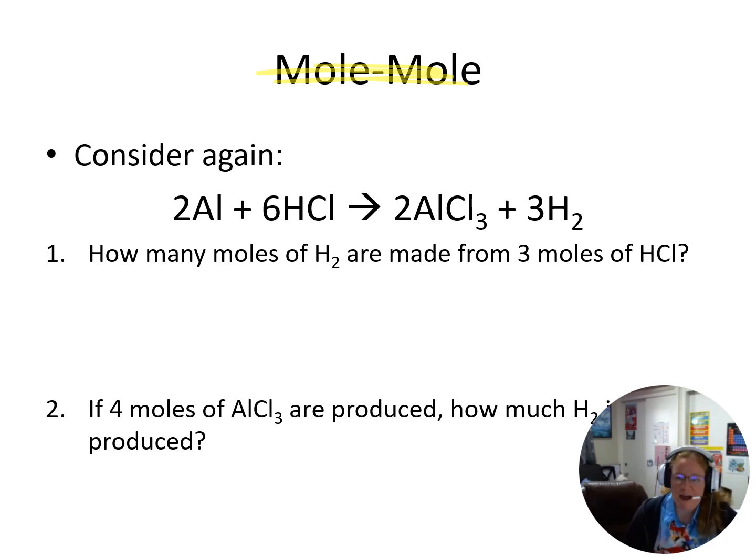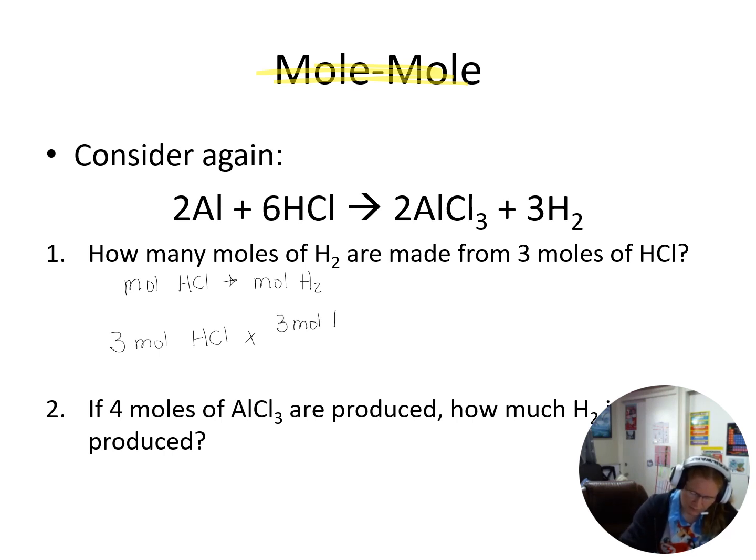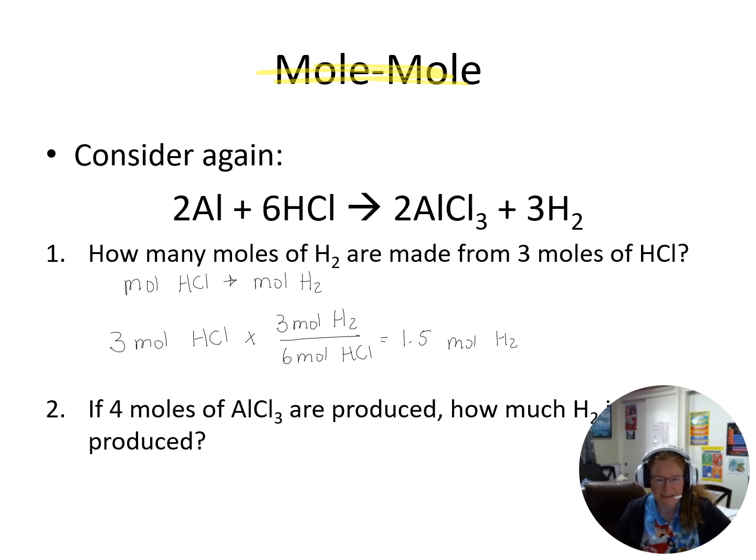All right, so I have moles of hydrogen made from moles of hydrochloric acid. So our roadmap is we're going to go from moles of hydrochloric acid to moles of hydrogen. That's it. We don't have to do anything further because we can compare moles to moles. So we'll do our 3 moles of hydrochloric acid. Our balanced equation tells us we have 3 moles of hydrogen gas for every 6 moles of hydrochloric acid. So we'll get 1.5 moles of hydrogen made from every 3 moles of hydrochloric acid.